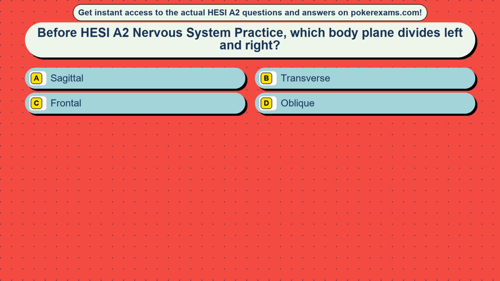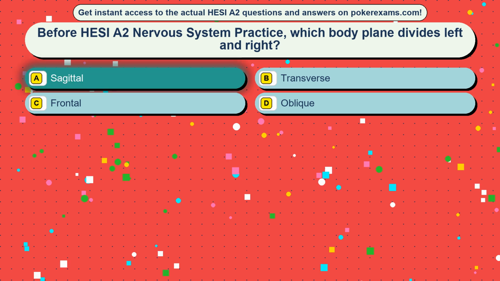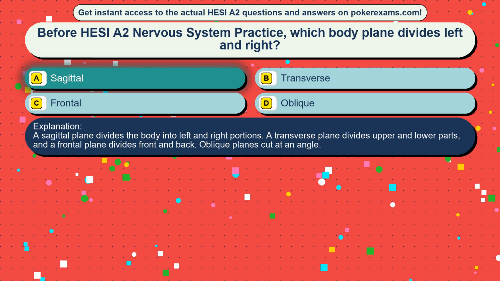Question 5. Before HESI A2 nervous system practice, which body plane divides left and right? Option A, sagittal. Option B, transverse. Option C, frontal. Option D, oblique. The correct answer is option A, sagittal. A sagittal plane divides the body into left and right portions. A transverse plane divides upper and lower parts, and a frontal plane divides front and back. Oblique planes cut at an angle.